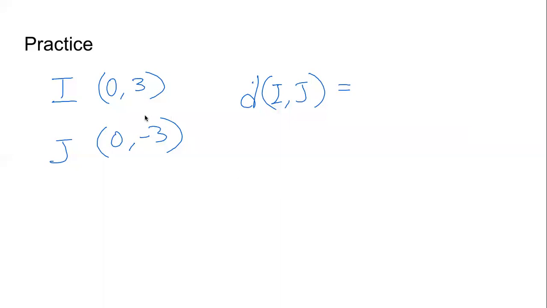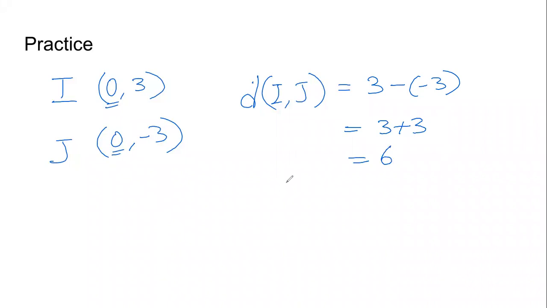First thing that we notice is for both the points I and J, the x coordinate is 0. Whenever we have a point which has 0 as the x coordinate, definitely it is on the y-axis. Now both are on the y-axis, so all we have to do is subtract the smaller coordinate from the bigger coordinate. The bigger coordinate is 3 minus -3, that is 3 plus 3 equals 6.